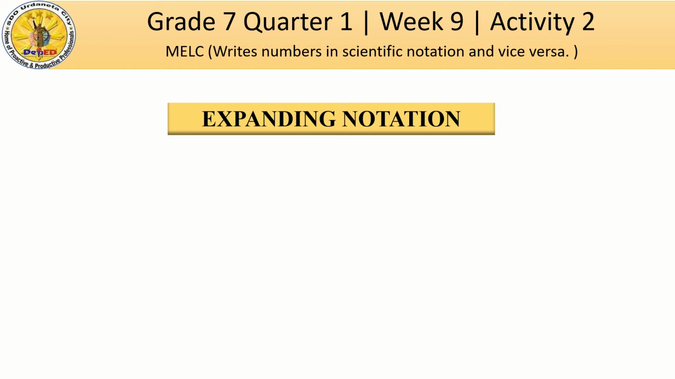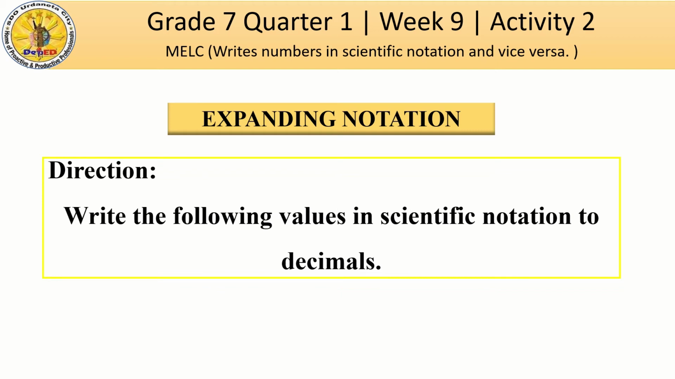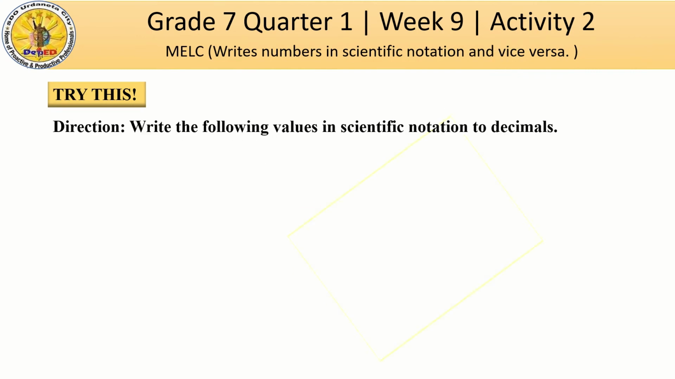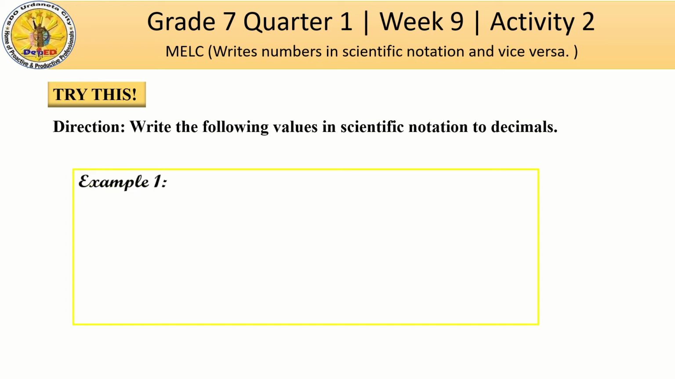Let's proceed to Activity 2, which is entitled Expanding Notation. Here is the direction. Write the following values in scientific notation to decimals. So, baliktad naman ngayon. Kanina, from decimal to scientific notation. Ngayon, scientific notation to decimals naman. Okay. So, narito ang ating example number 1. 8.29 times 10 raised to 6. So, 8.29 times base 10 raised to the power of 6.